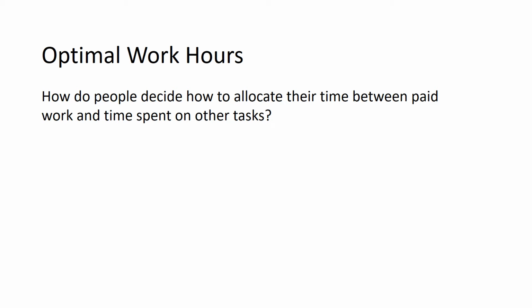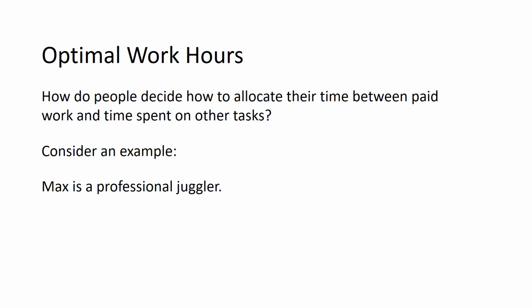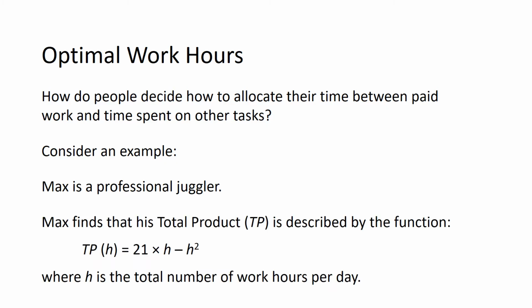How do people decide how to allocate their time between paid work and time spent on other tasks? Let's consider an example. Max is a professional juggler. He finds that his total product is described by the function 21h minus h squared, where h is the total number of work hours per day.